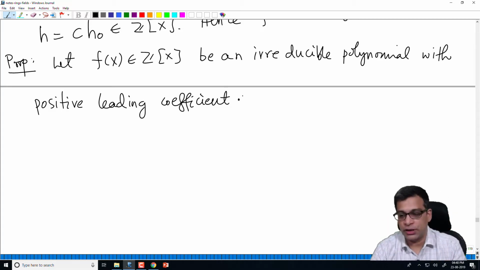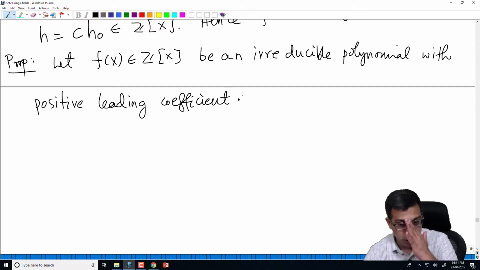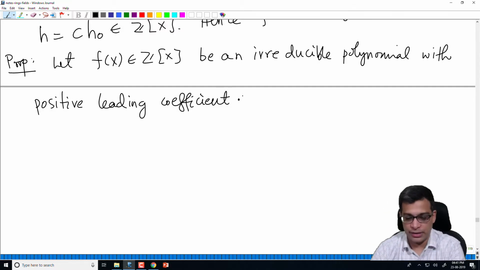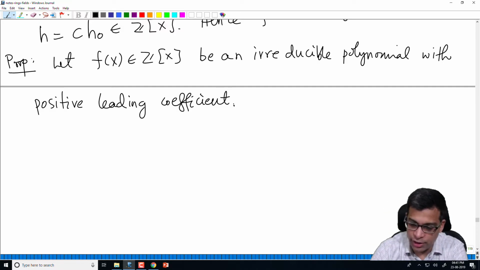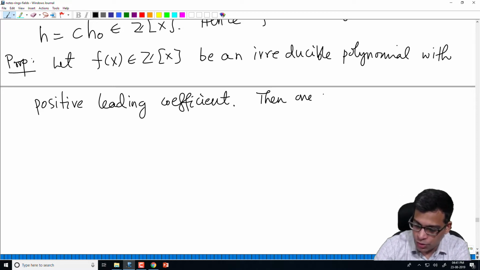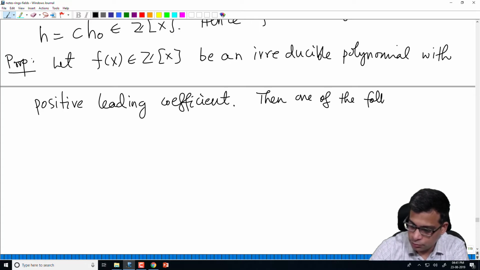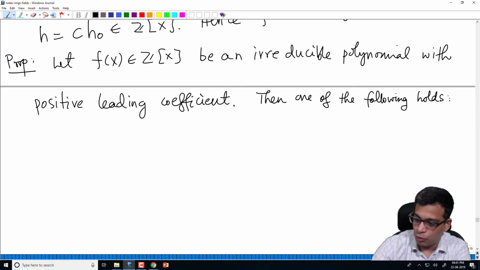It is irreducible in ZX means what? When you write f as a product of two other polynomials, one of them must be a unit, because irreducible means it has no proper factorization. So suppose also that it has positive leading coefficient. Then one of the following holds.